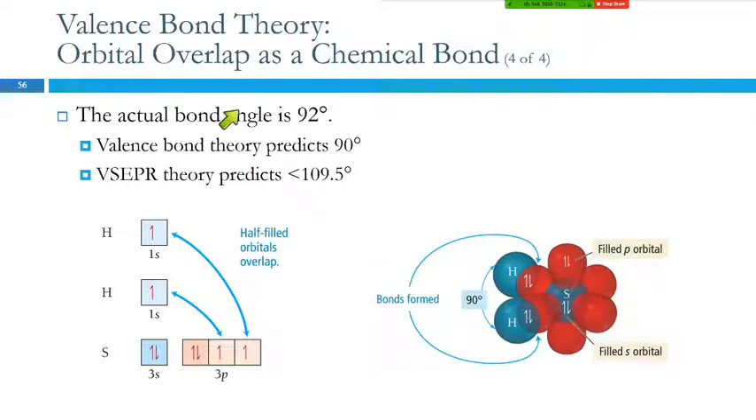If we look at the actual molecule, the bond angle is 92 degrees. And valence bond theory here is predicting 90 degrees. VSEPR theory doesn't give us an exact number, but it does say it's less than 109.5. 92 is definitely less than 109.5.